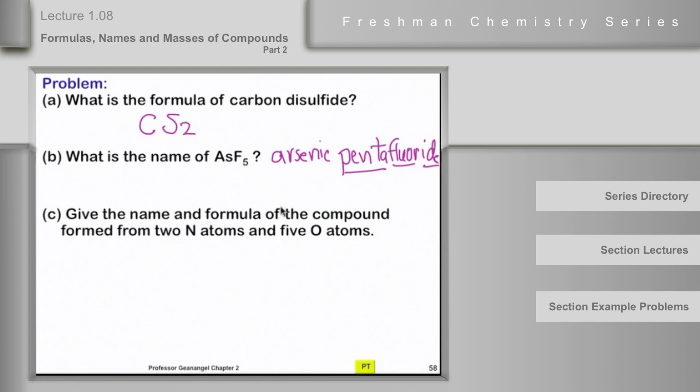Give the name and formula of the compound formed from 2 nitrogen atoms and 5 oxygen atoms. Well, if it has 2 nitrogen atoms and 5 oxygen atoms, we ought to call it dinitrogen. Why nitrogen first? It's to the left in the periodic table. Very good. Dinitrogen.